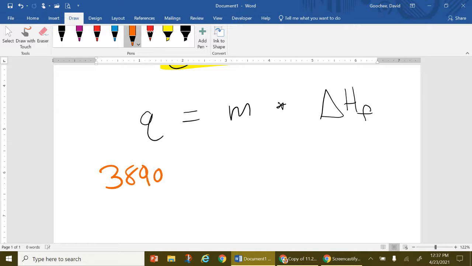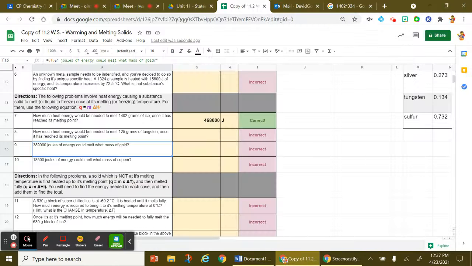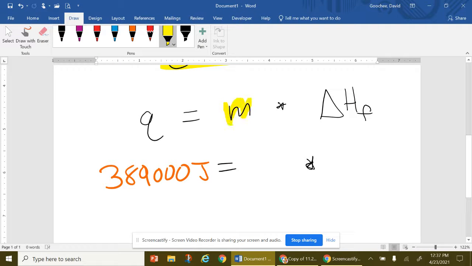So you've been given the energy, 389,000 joules. That's equal to the mass times the special melting value. What else does this problem give us? It's asking for what mass of gold. So we're trying to solve for the mass of gold that this energy could melt. Well, we need one last thing, of course: the heat of fusion for gold. How much energy does it take to melt a gram of gold?